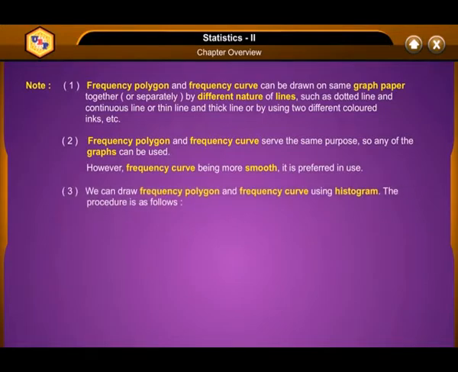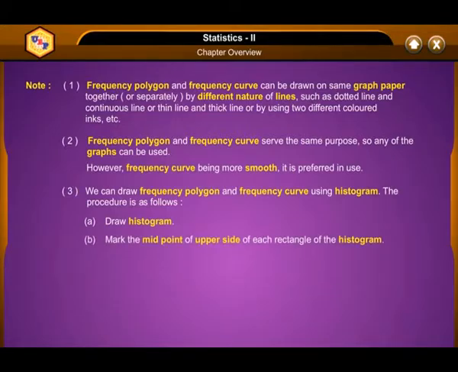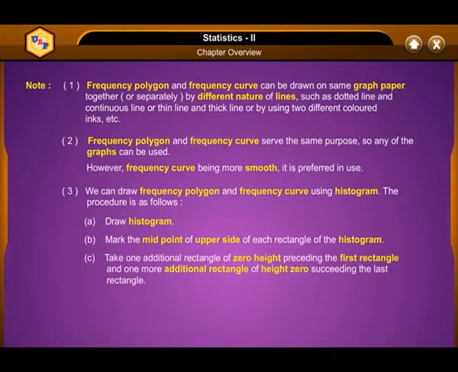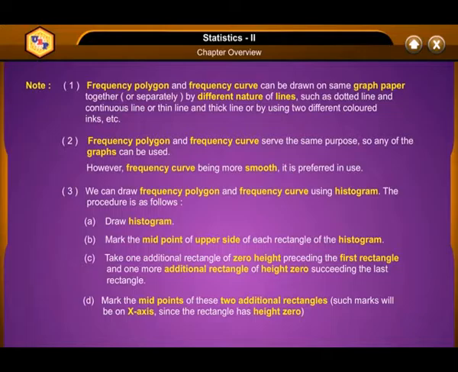We can draw a frequency polygon and frequency curve using a histogram. The procedure is as follows. Draw a histogram. Mark the midpoint of the upper side of each rectangle of the histogram. Take one additional rectangle of height 0 preceding the first rectangle and one more additional rectangle of height 0 succeeding the last rectangle. Mark the midpoints of these two additional rectangles. Such marks will be on the x-axis, since the rectangles have height 0.